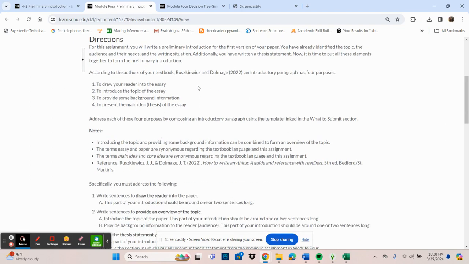For this assignment, you will write the preliminary introduction for the first version of your paper. You have already identified the topic, the audience and their needs, and the writing situation. Additionally, you've written a thesis statement. Now it is time to put all of these elements together to form the preliminary introduction. So it says, according to the authors of your textbook, an introductory paragraph has four purposes: to draw the reader into your essay, to introduce the topic of your essay, to provide some background information, and to present the main idea, the thesis, of the essay.